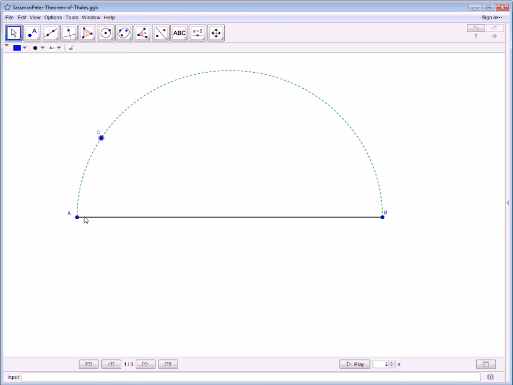Now we're going to create line segments connecting AC and BC. And then here we'll have O as the center of the circle. So now we're going to investigate angle C. As we can observe, if we move point C along the circle, this angle appears to stay the same. So our goal will be to find out what that angle is.